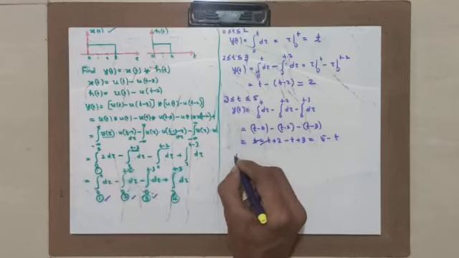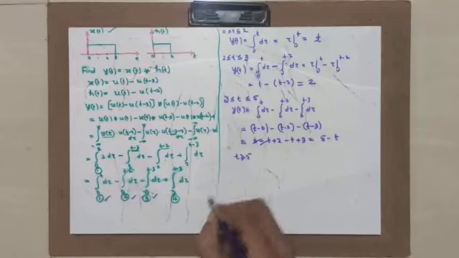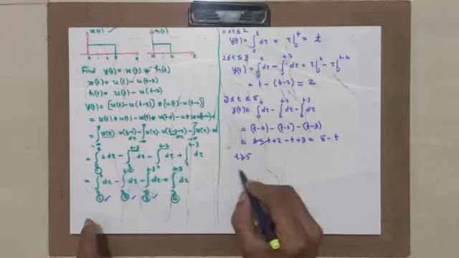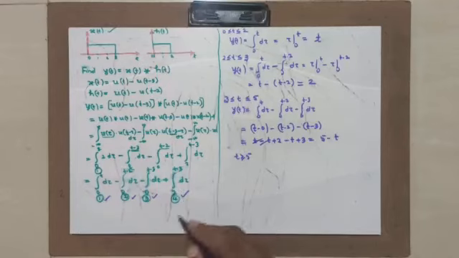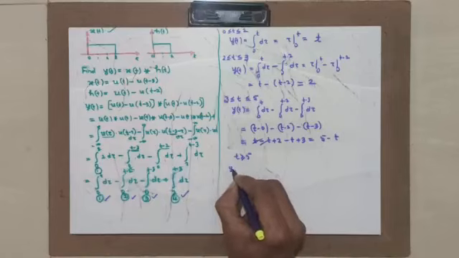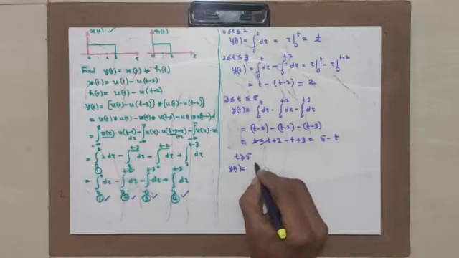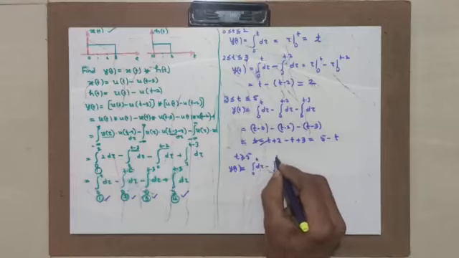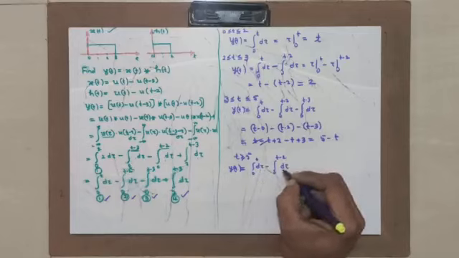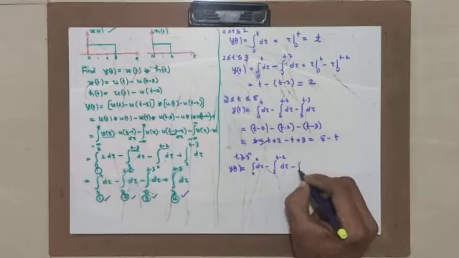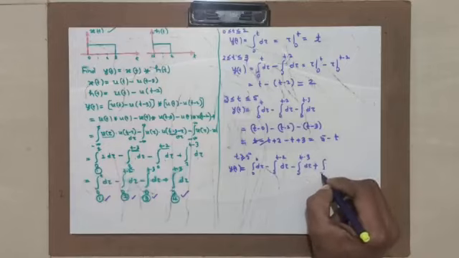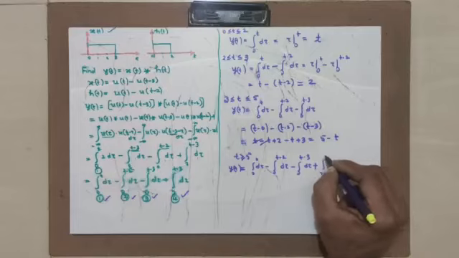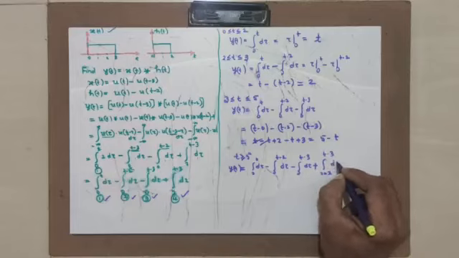Now, t greater than or equal to 5. What happens? All these 4, because at 5 the fourth integration will add. Y of t becomes equal to integral 0 to t d tau minus integral 0 to t minus 2 d tau minus integral 0 to t minus 3 d tau plus integral tau equal to 2 to t minus 3 d tau.